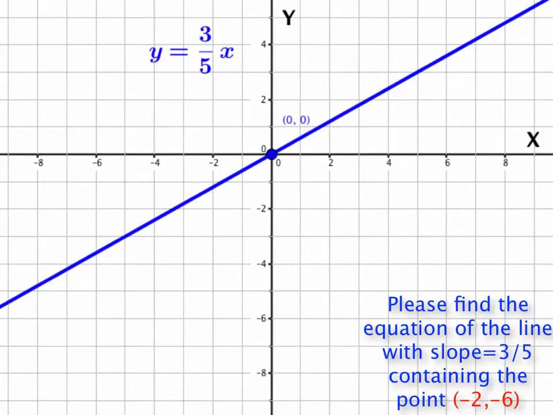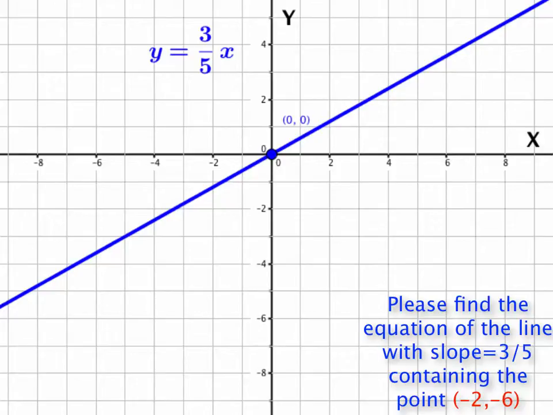Once again, I'd like for us to be comfortable interpreting all three of these different forms of the same linear equation. All right, now let's try to find the equation whose graph will be a line with a slope equal to 3/5, containing the point (-2, -6). Now, of course, if all we needed was to have a slope of 3/5 containing the point (0, 0), we'd be home free. The equation would be y equals 3/5 x.